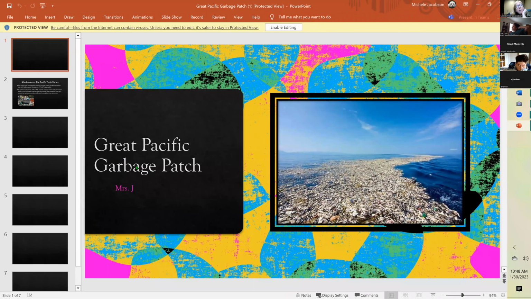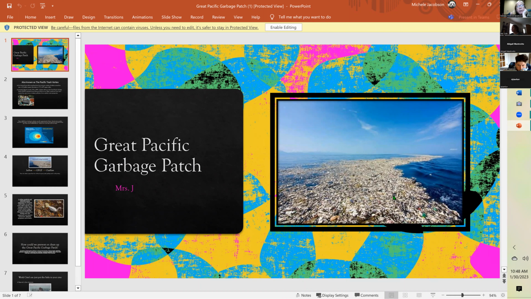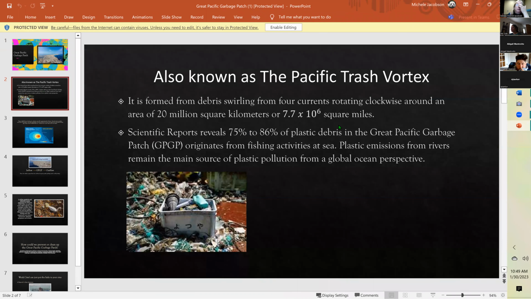The Great Pacific Garbage Patch. This is floating in the water. I think this one's near California. There are 3 or 4 of them, but this is the largest. It's called the Pacific Trash Vortex.